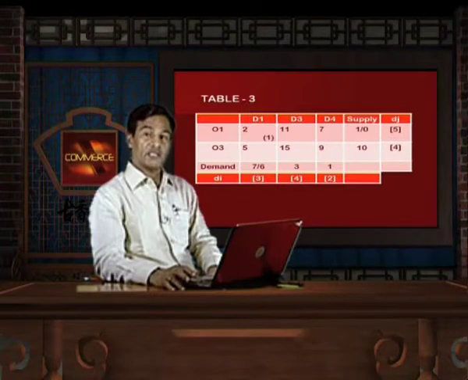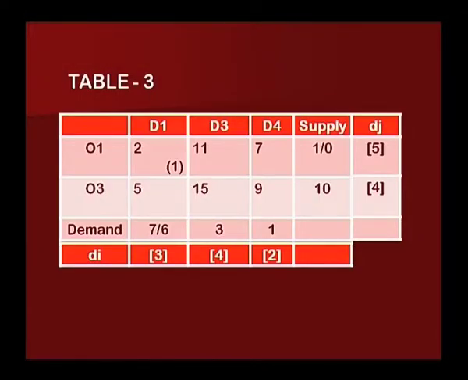The difference of the lowest and next to lowest term here in the first row is 5, in the third row is 4. In column D1 it is 3, D3 it is 4, in column D4 it is 2. Here the maximum value of the difference is in the first row. So, we enter in the first row and choose the minimum cost. Here D1O1 is the cell with minimum cost. So, we allocate 1 to this. Therefore, the first row is exhausted.